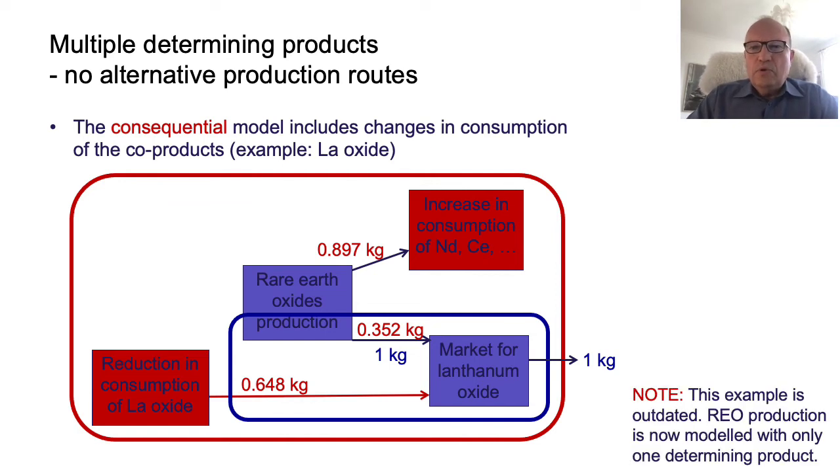Now, you should note that this example is really outdated. In the current knowledge about rare earth oxides production, we know that there is only one determining product. So we wouldn't model these changes in consumptions in this way today. The reason I've included this anyway here is that this is simply the only example that I was able to find in the Ecoinvent database where this kind of modeling is applied from the consequential perspective.